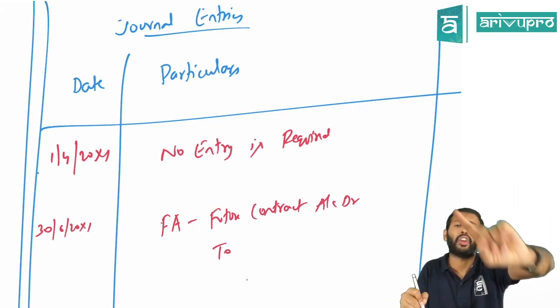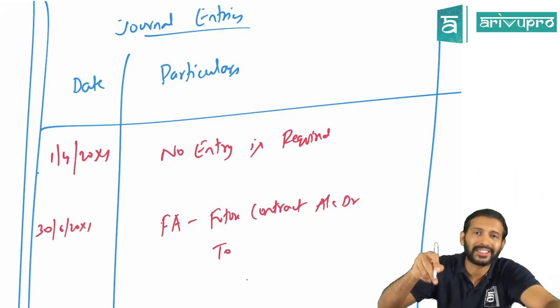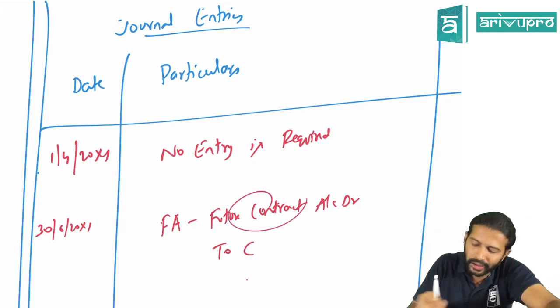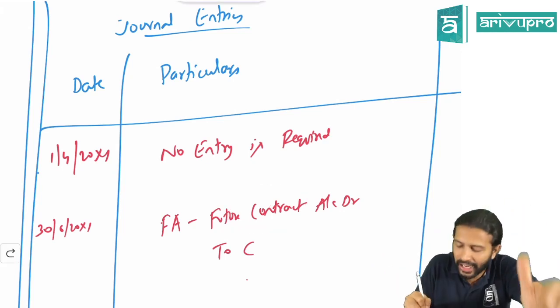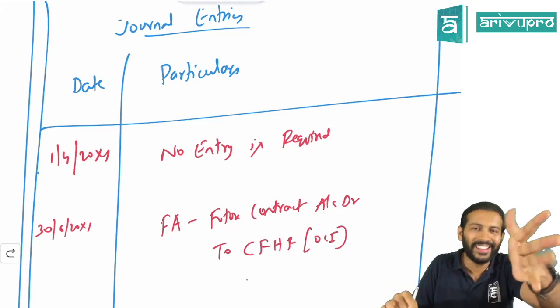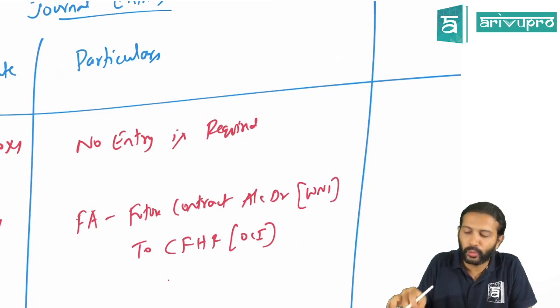Fair value gain. In a normal scenario you would have transferred this to P or L, but this is coming as a hedging instrument. It's coming through the hedging route. So you will not park this in SPL. You will park it in cash flow hedge reserve OCI. Write the full form. For now, for simplicity, I've just written this. What value, we will find out in working note number 1.